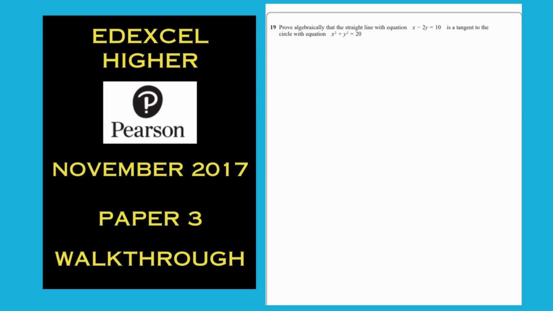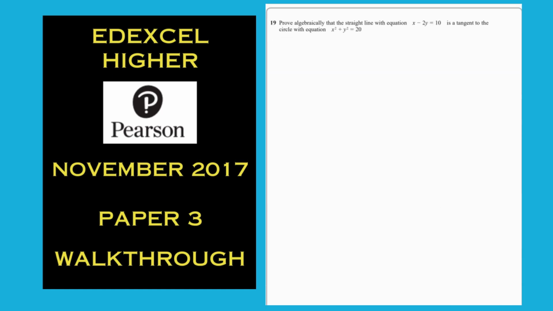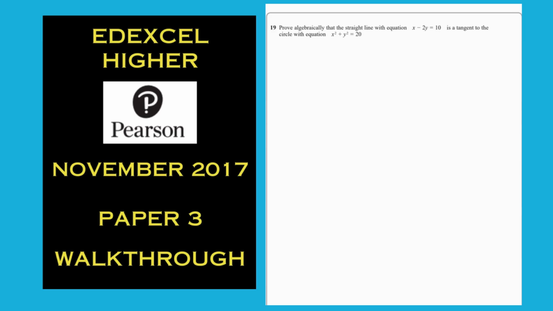Number 19. Now, there was a question on paper 2 about coordinates, and because they've just left a big blank page, it's very tempting to draw a diagram. No, not at all. Prove algebraically it's a tangent. Let's not forget, a circle and a line will be a tangent if you do simultaneous equations and you only get one solution. Because if it's anywhere else, you'd get 2 solutions or no solutions.